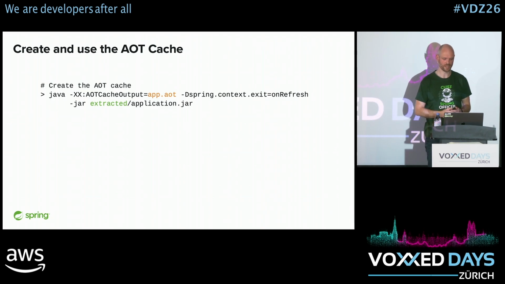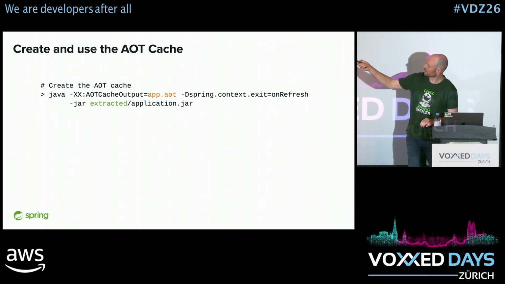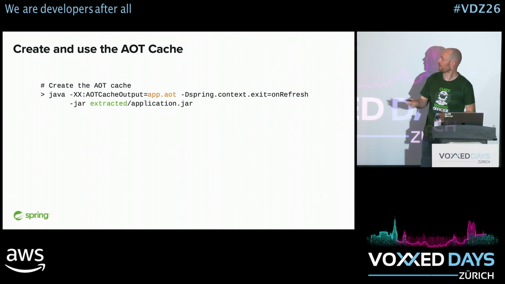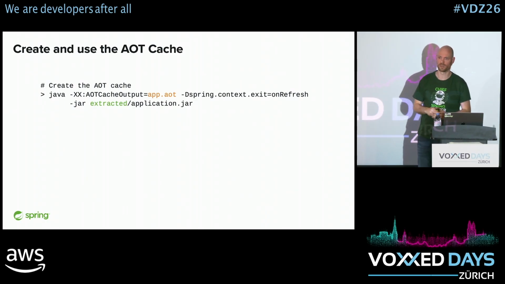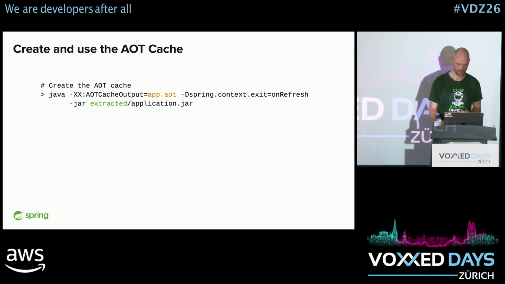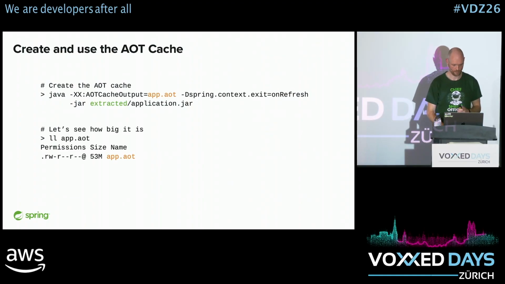First, we create the AOT cache. So we create here the orange file. We pass in the poor man's training run parameter, and we point it to our application jar. And this is the important bit: use the extracted one. Otherwise, it will start slow. You don't get any warnings, it just starts slow. Use the extracted one, then it's fast.